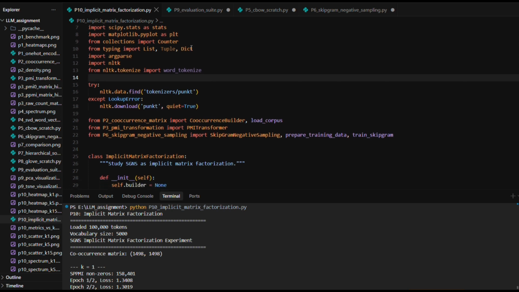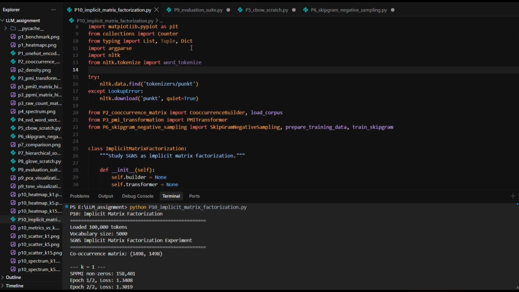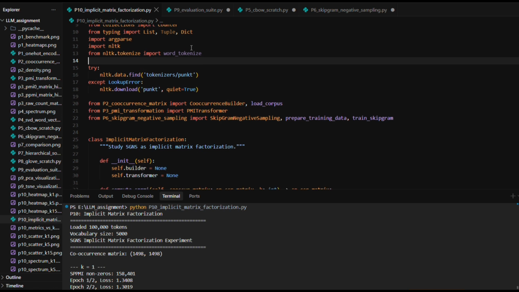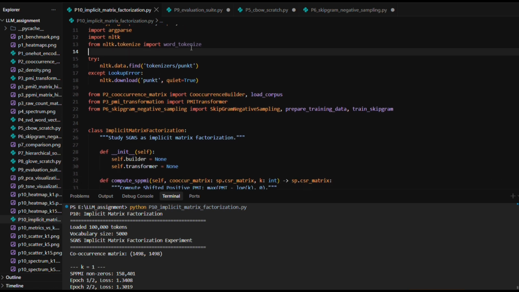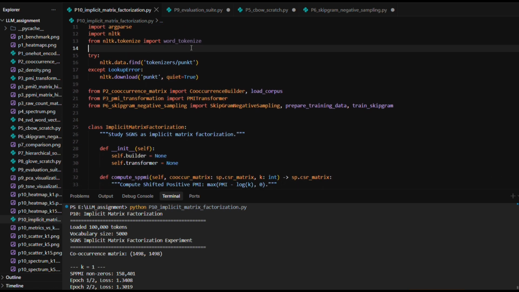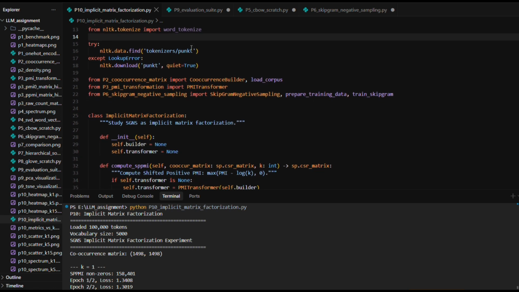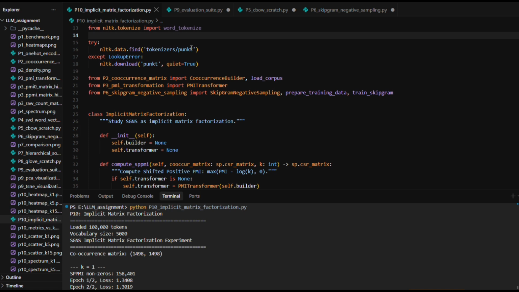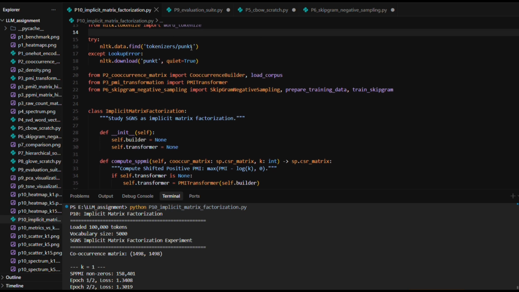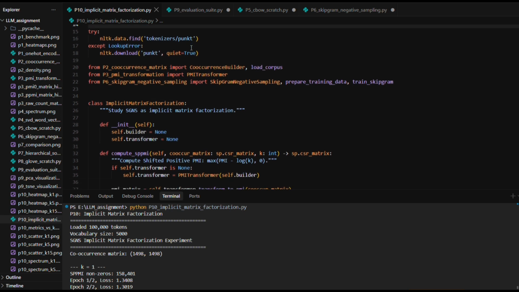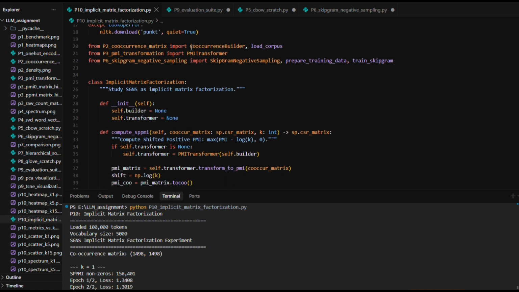The main class in this program is called ImplicitMatrixFactorization. One important method is compute SPPMI. The program calculates the PMI of the word-context co-occurrence matrix. The PMI tells us how strongly a particular word and context are associated, compared with what we would expect if they were independent. Then the program applies a shift. SPPMI is equal to max(PMI minus log k, 0).